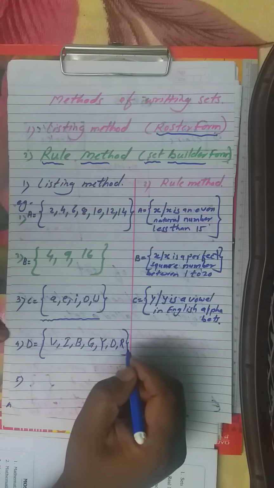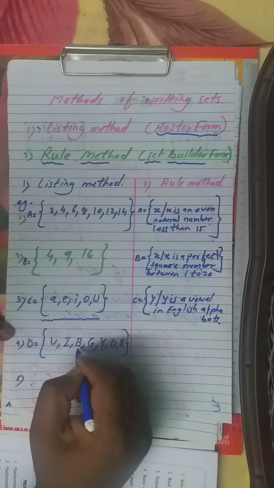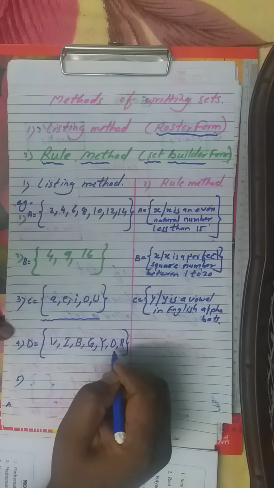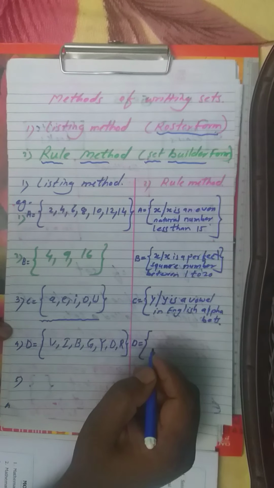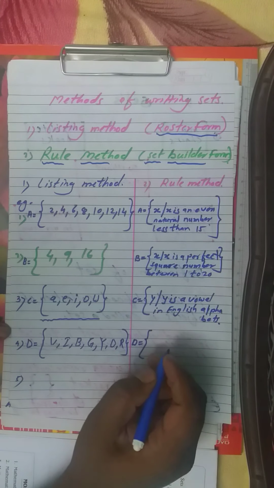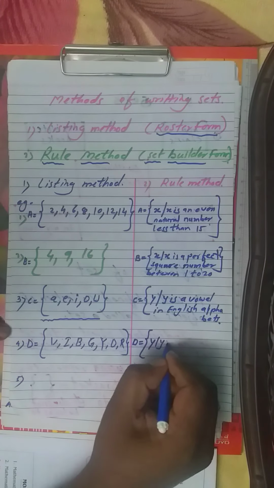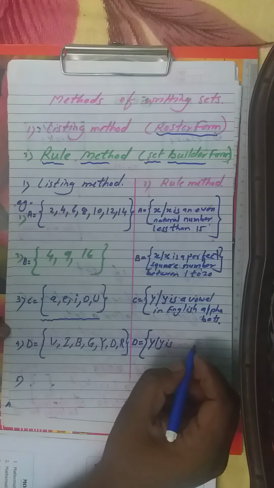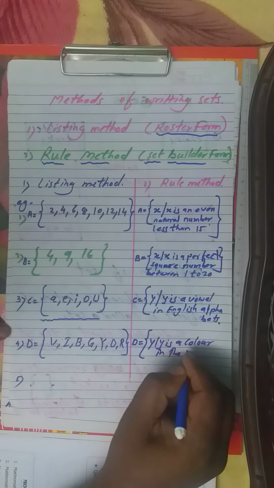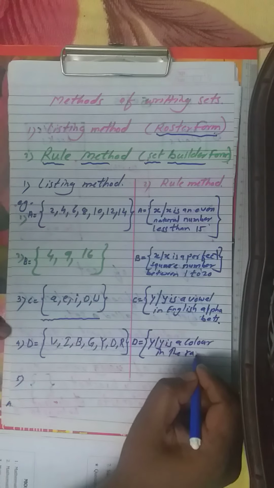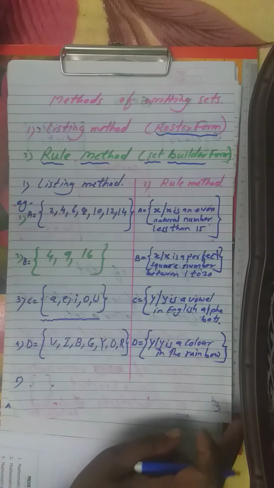So the fourth example, set D includes V, I, B, G, Y, O, R. Now dear students, we all know that these are the colors of the rainbow. So we can use any letter, Y. Y is such that Y is a color in the rainbow. A rainbow includes 7 colors.